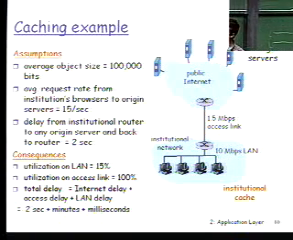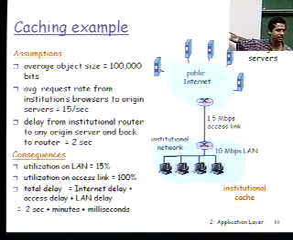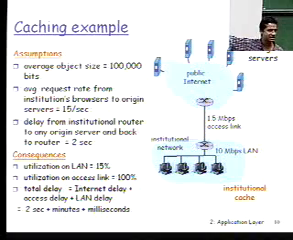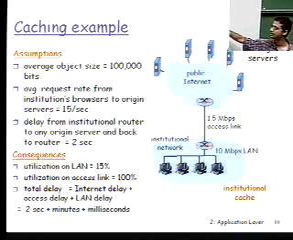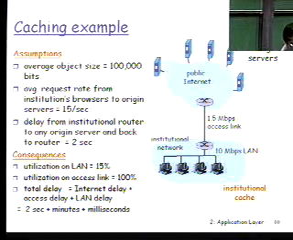So that data is flowing down to these client machines. What is the utilization in this institutional LAN? 1.5 megabits per second divided by the capacity of this LAN, which is 10 megabits per second. So utilization is roughly 15%.